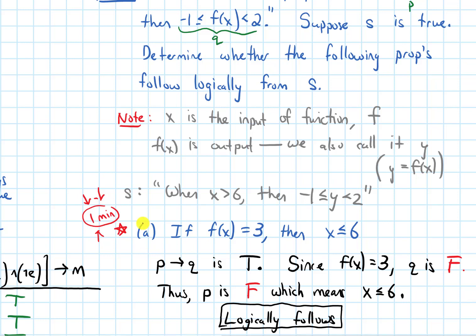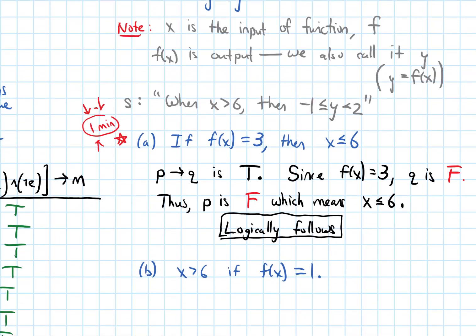So let's do one more part to this example. Part B, which says x is greater than 6 if f of x equals 1. So again, I want to have you pause it first and try this for 1 minute on your own. That may not be enough time to finish the question, but that's okay. I mostly want you to be thinking about what are the key ideas? How do I begin? 4, 3, 2, 1, pause it and try it for a minute. Alrighty, so hopefully you've done that.